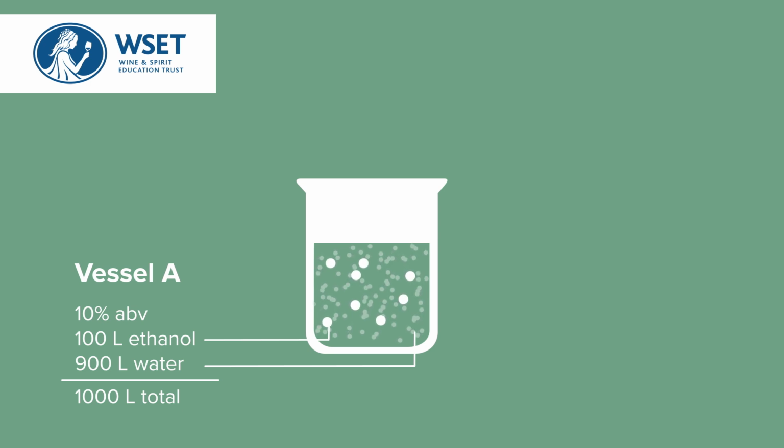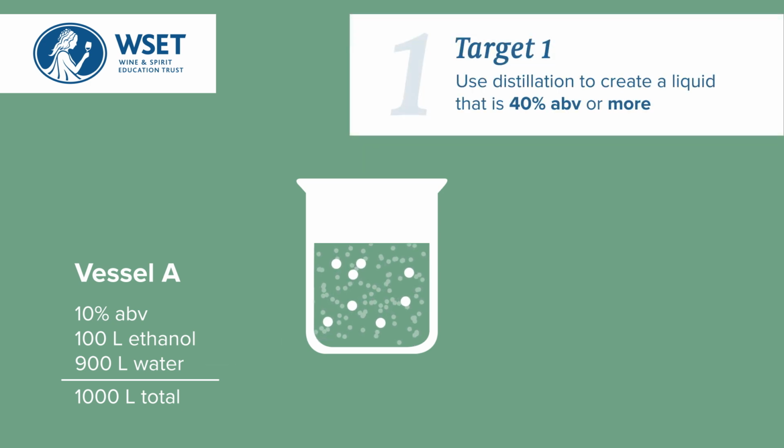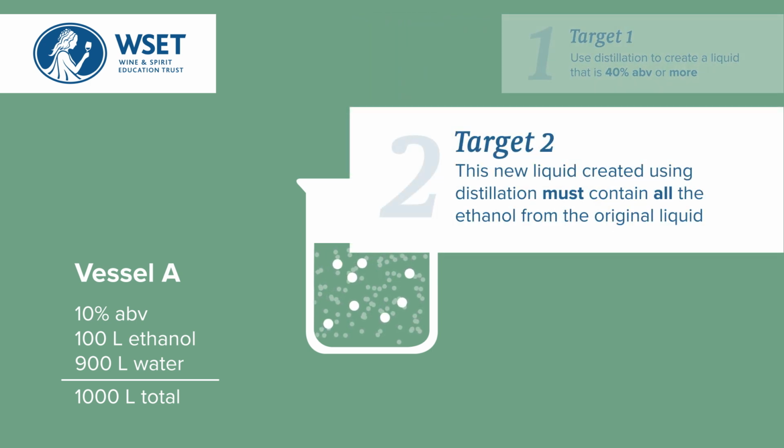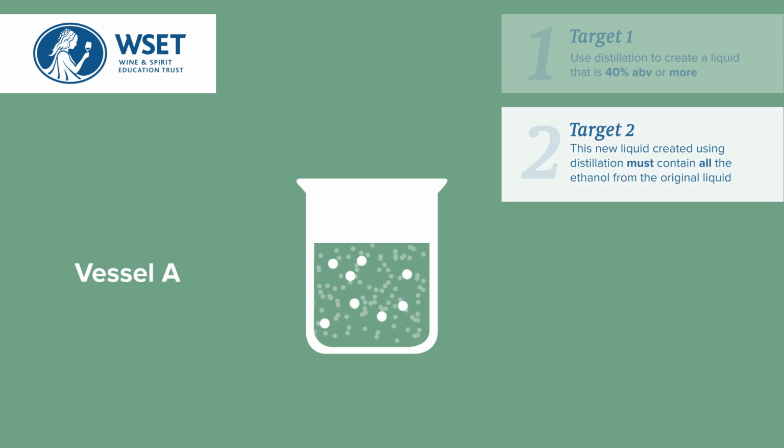We have been asked to distill this liquid, but we have also been set 2 targets. Target 1 is to use distillation to create a liquid that is 40% ABV or more. Target 2 is to use distillation to collect all of the ethanol from the original liquid. During the distillation, we will check in to see how we are doing against our targets.